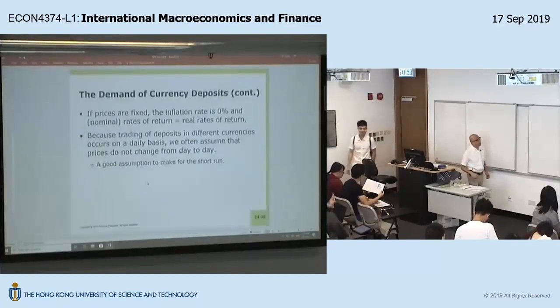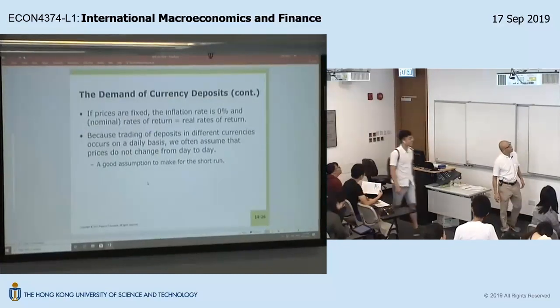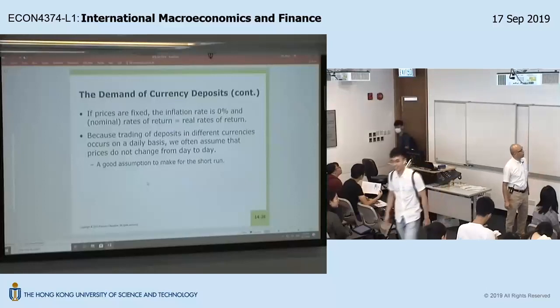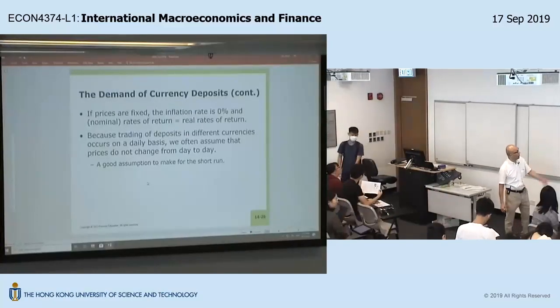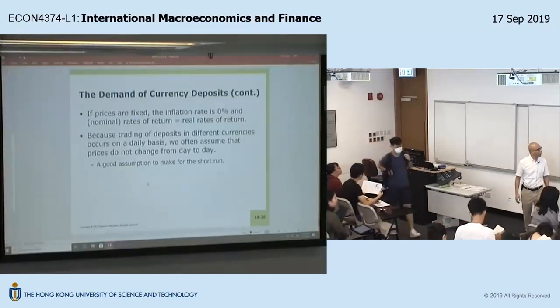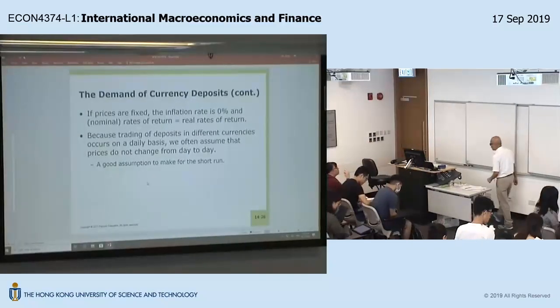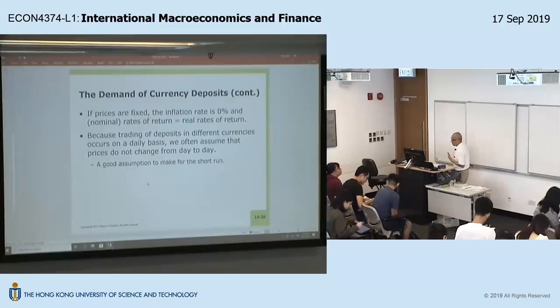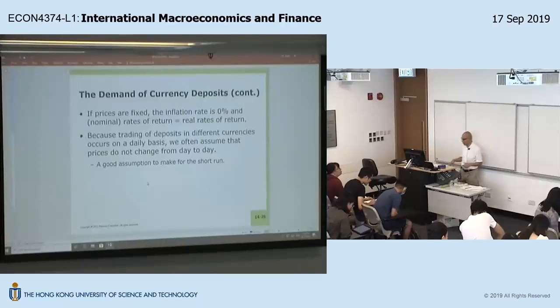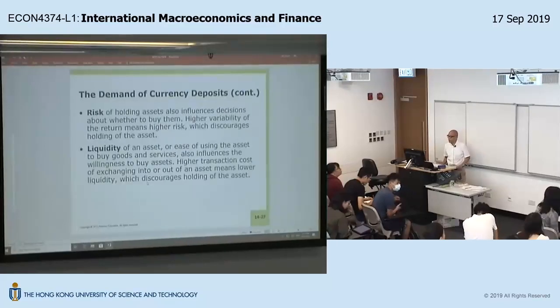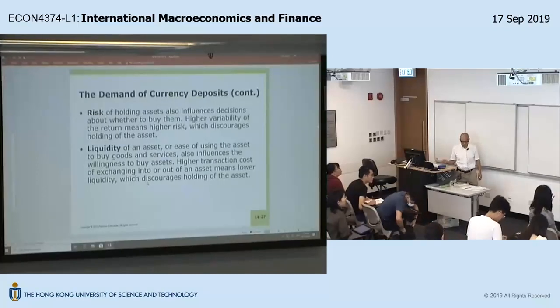The idea is that the trading of deposits in different currencies occurs on a daily basis. So we often assume that prices should not change from day to day. That's why we only need to compare the nominal rate, because comparing nominal rates is just like comparing the real rates. Other things we have to worry about.